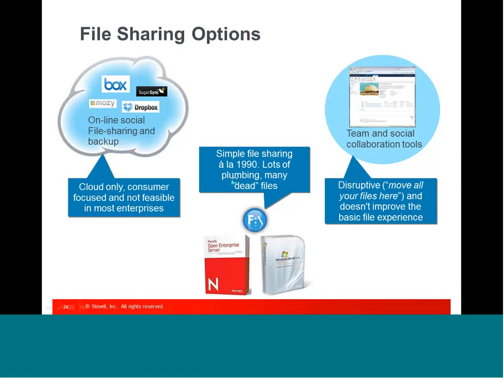And then on the other hand, you have the normal map drive experience that you get today with OES or Windows, and it's cool, but it lacks some of the capabilities that you get with these new file sharing sites like Dropbox. And then you also have some of these web portals where you can collaborate and stick files in. But then again, you're putting files in another location, and sometimes it's hard to manage. You've got files on your file server, on your desktop, in some portal, and how do I make sense of all of that?